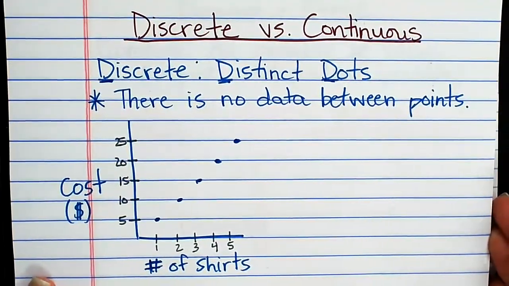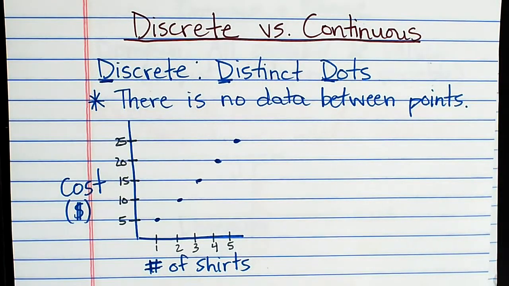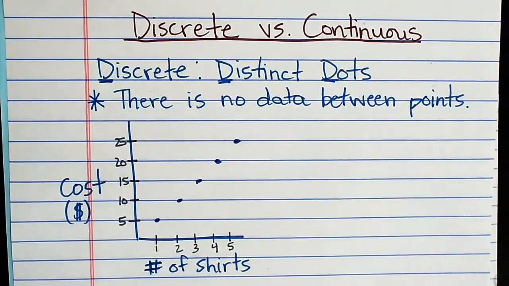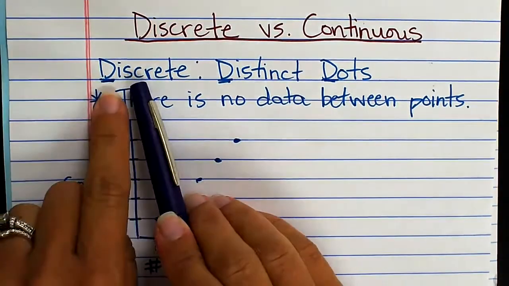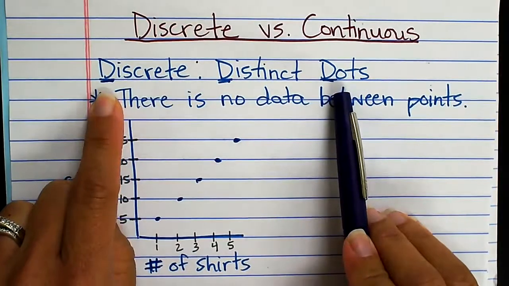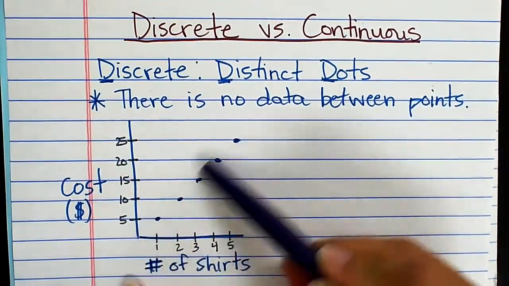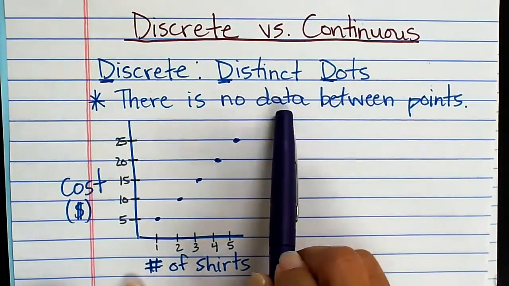Discrete versus continuous data, okay? For discrete data, I like to call it distinct dots. And I do that because discrete starts with a D, and so does distinct, and so does dots. And that helps me keep it straight. Discrete is distinct dots.